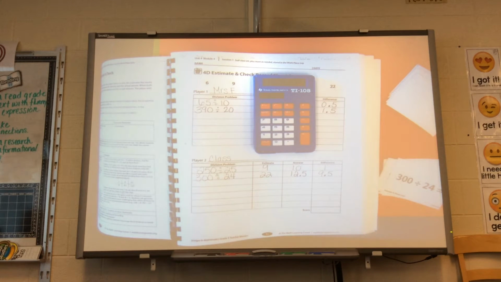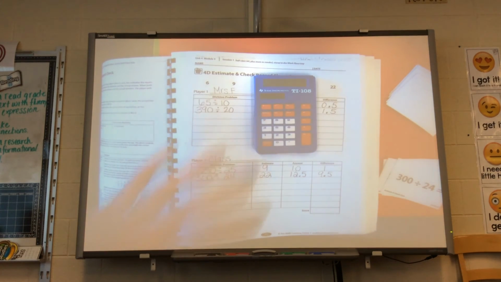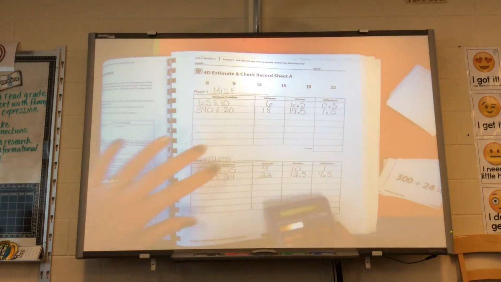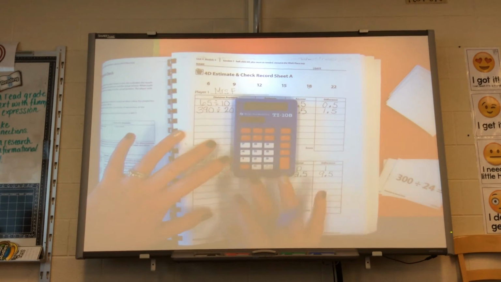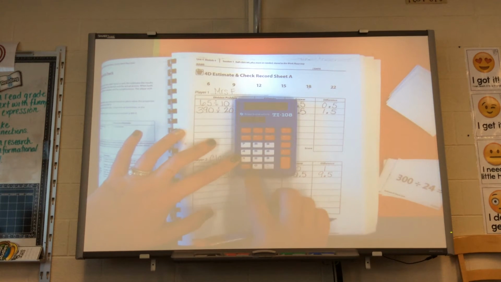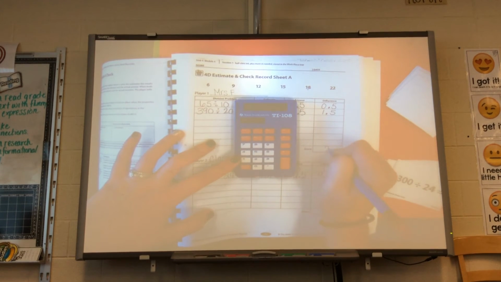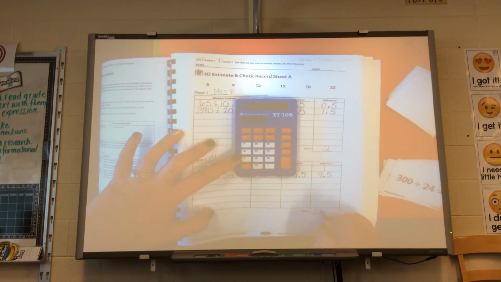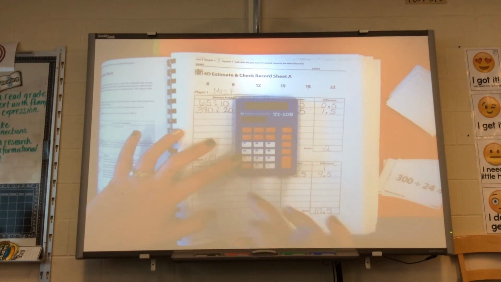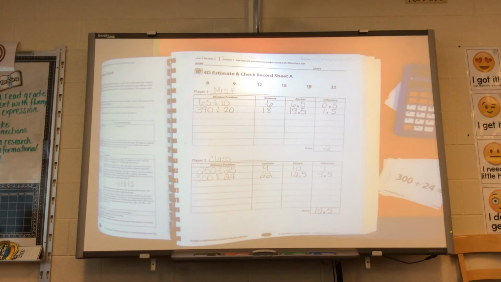We're going to keep playing until we've filled up our boxes or until we've run out of cards. Then what we're going to do is add up our differences. So if we had a full one, we would just add all the numbers, but for right now, my score is 2, and your score is 10.5. You would decide who won by who got the lowest score, right? Because you're trying to get the closest between your estimate and your actual score, okay?